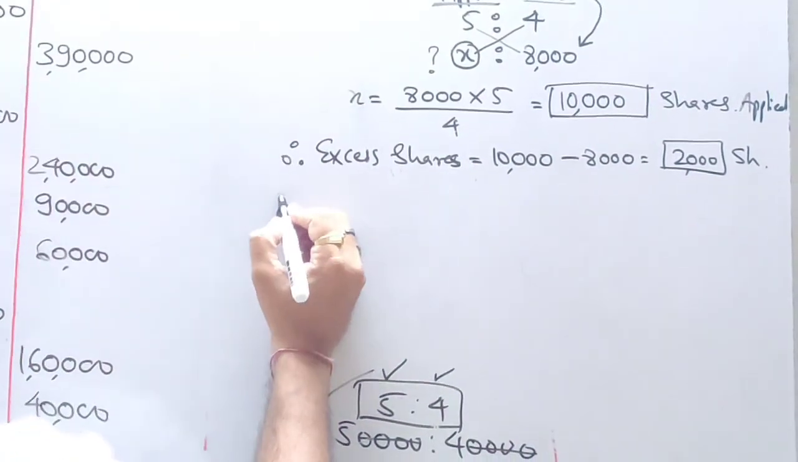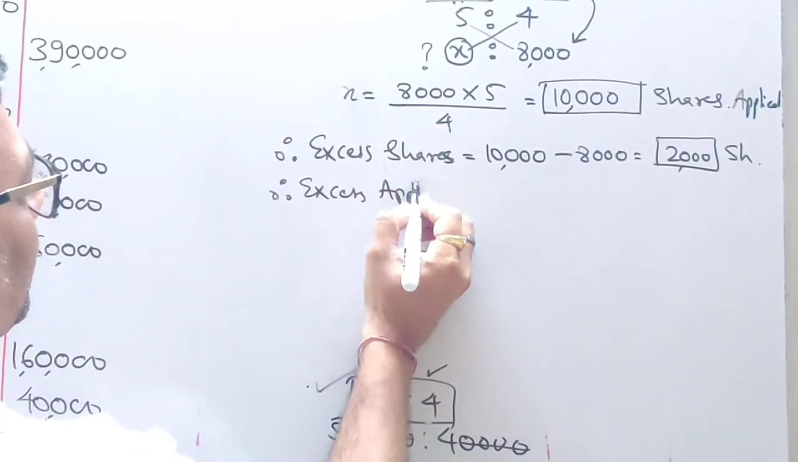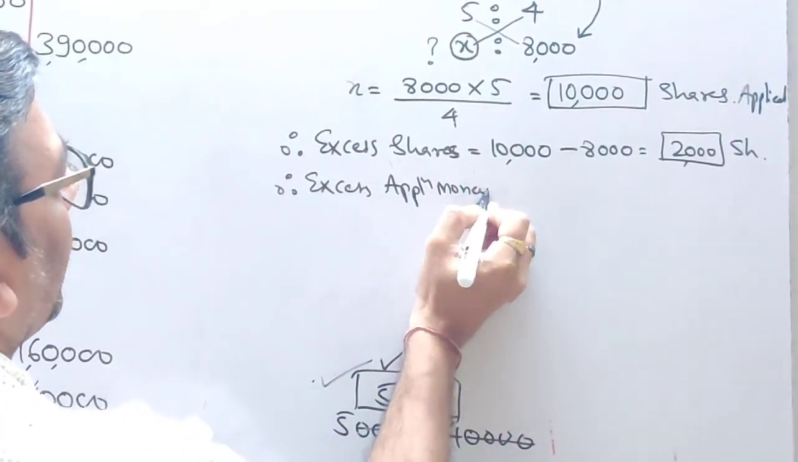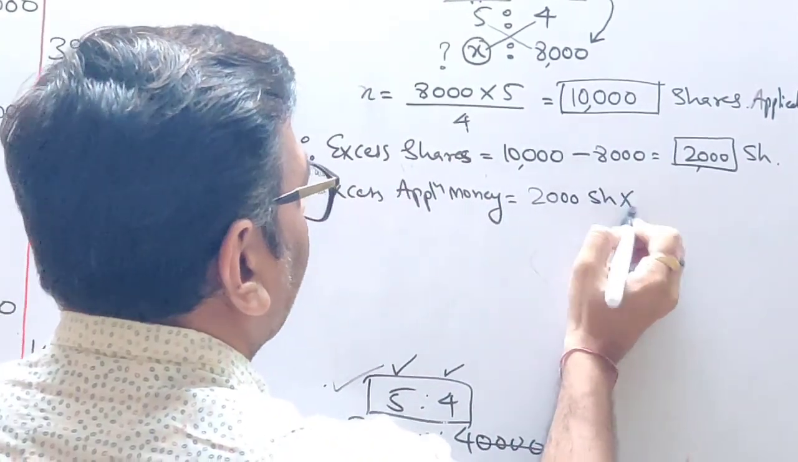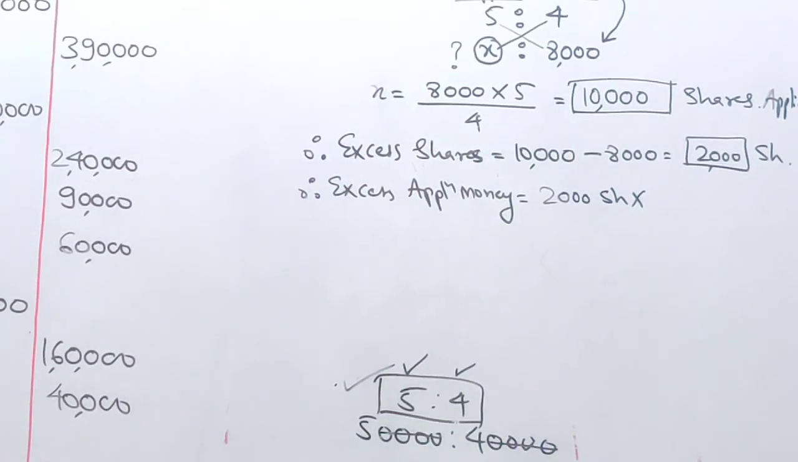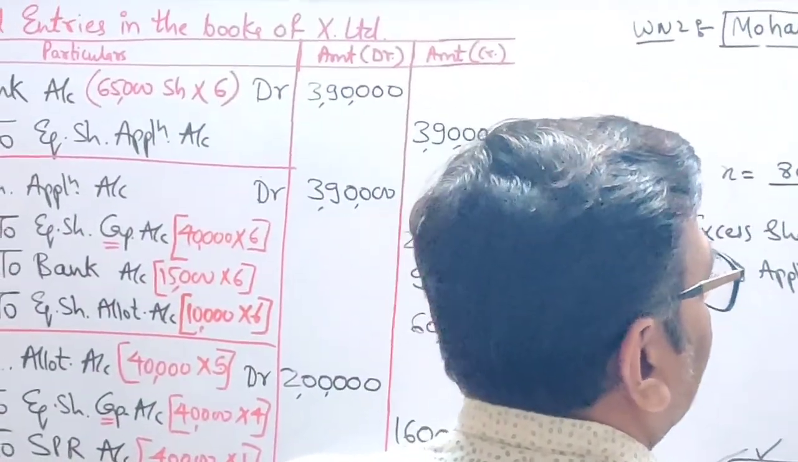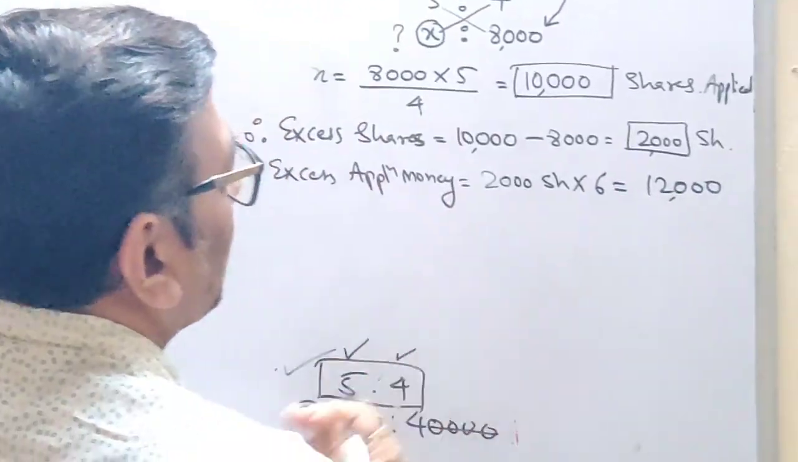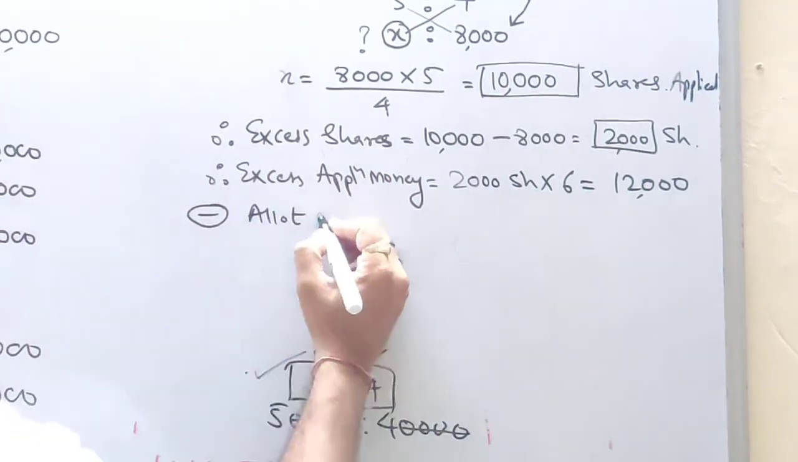Now we will find excess application money. How to find this? You have to multiply 2,000 shares with the application money. How much did we ask at the time of application? We asked for 6 rupees. So 2,000 into 6 will give you 12,000. Now from this you minus allotment money.